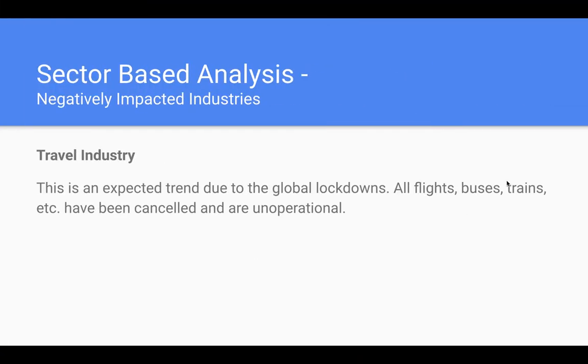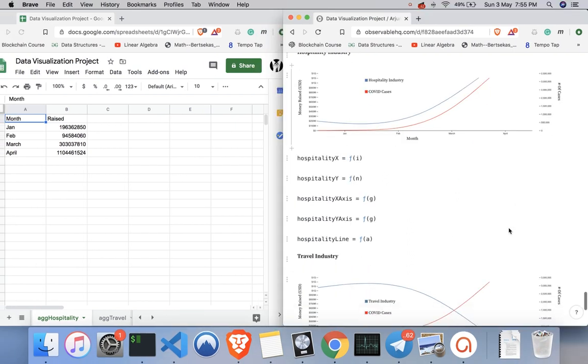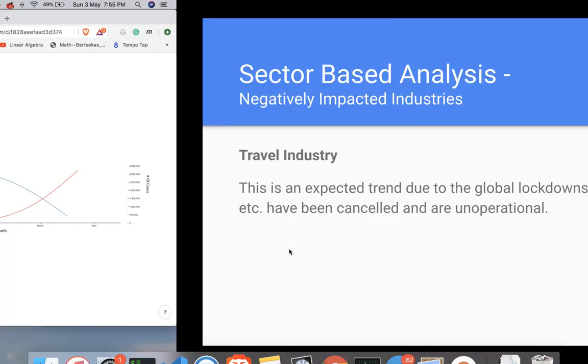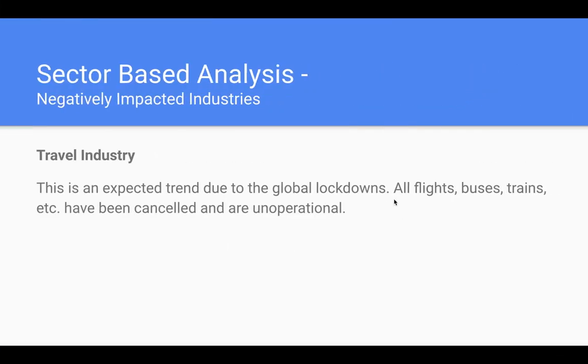We'll be wrapping it up with the travel industry. As you can see, it has been very high at the start of the year, in Jan and Feb, but towards the end, it took a very big plunge as COVID cases rose. Now, this is expected due to the global lockdown. All flights, buses, trains, all public transport, all kinds of transport have been canceled and are non-operational.